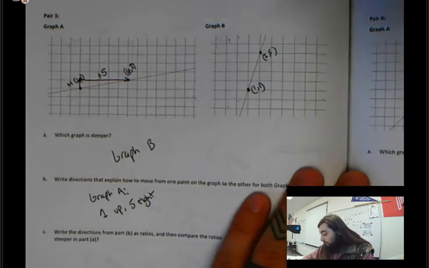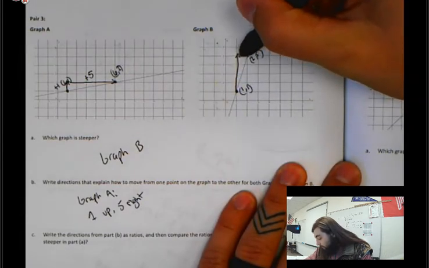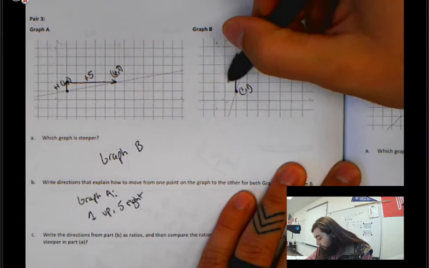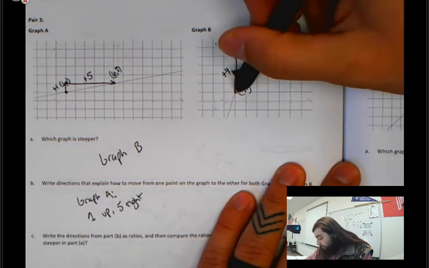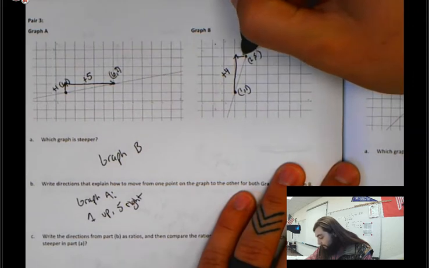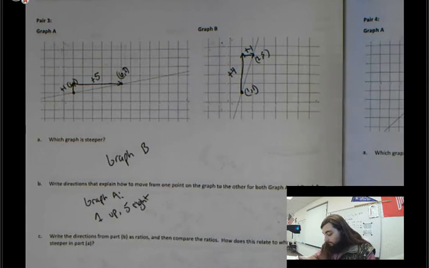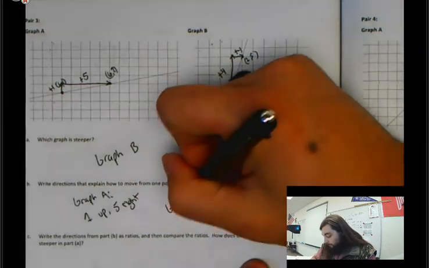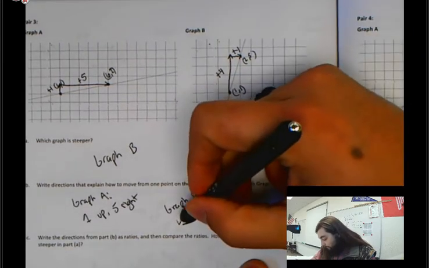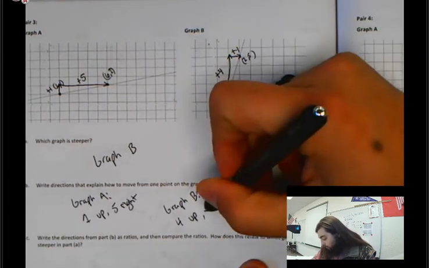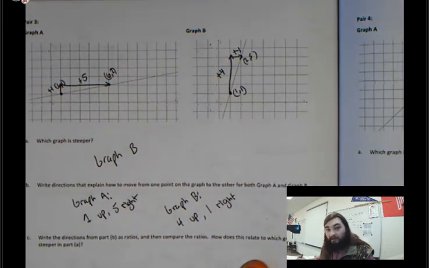Same thing is true of graph B. So we have here, and we need to go up. We're going to go up from 1 to 5, so that's a +4 change. And then we're going to go right from 1 to 2, so that is a +1 change. So for graph B, we have a 4 up and 1 right set of directions to get from one point to the next.